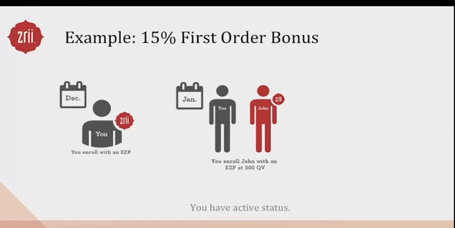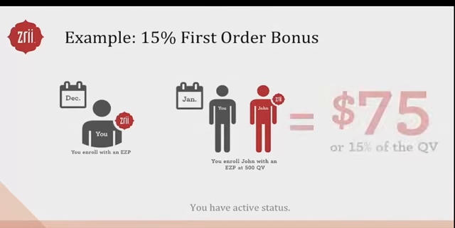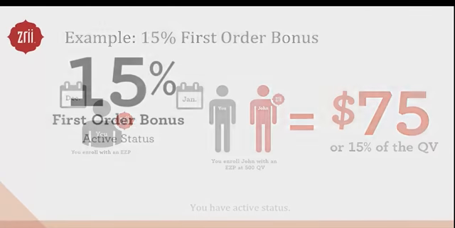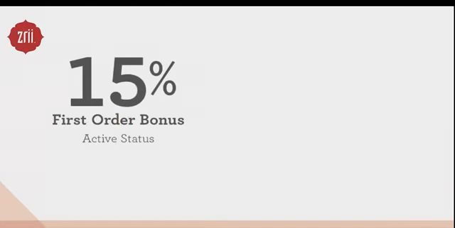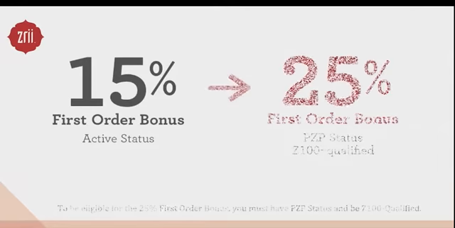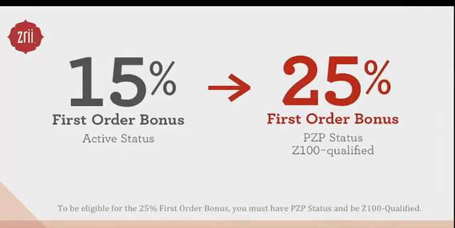At the PZP level, however, you become eligible for a huge 25% first order bonus, as long as you are Z100 qualified. You attain PZP status by either enrolling with a Premier Z-Pack, or by accumulating at least 1,000 QV through personal product orders within your first 28 days as a Zrii independent executive. The beauty of the 25% first order bonus and the power of PZP status is that it puts nearly 70% more money in your pocket for the exact same work.